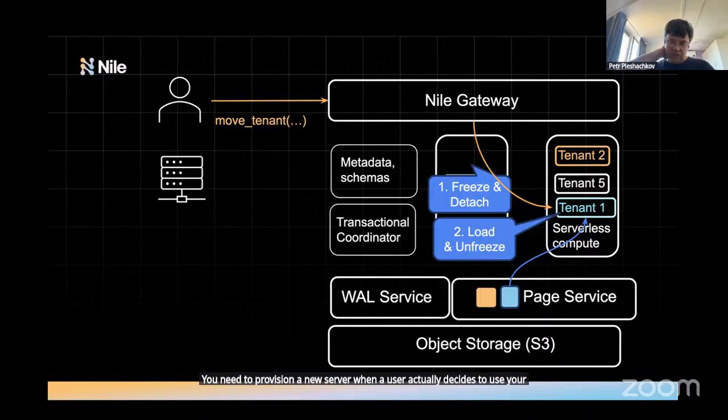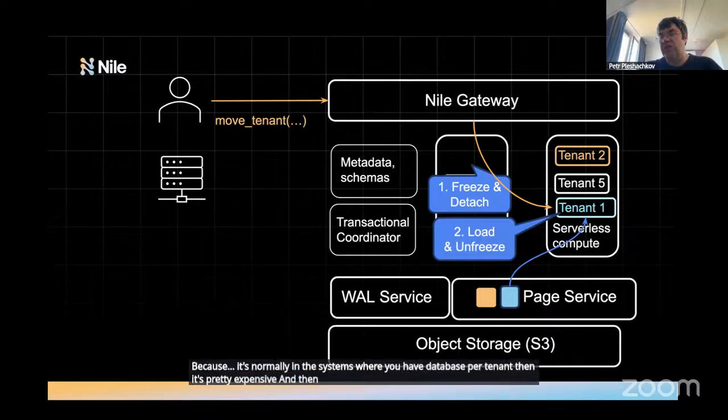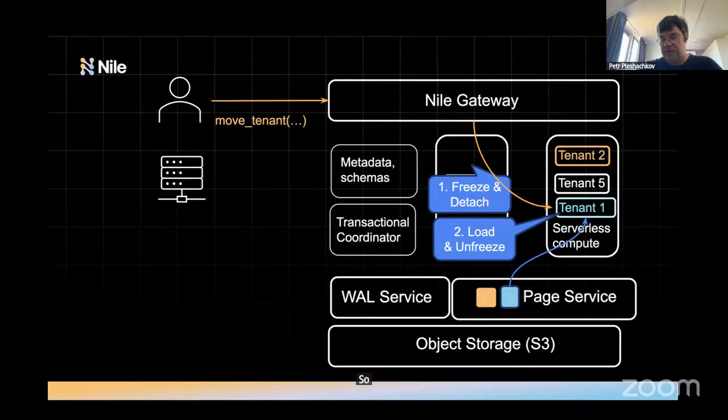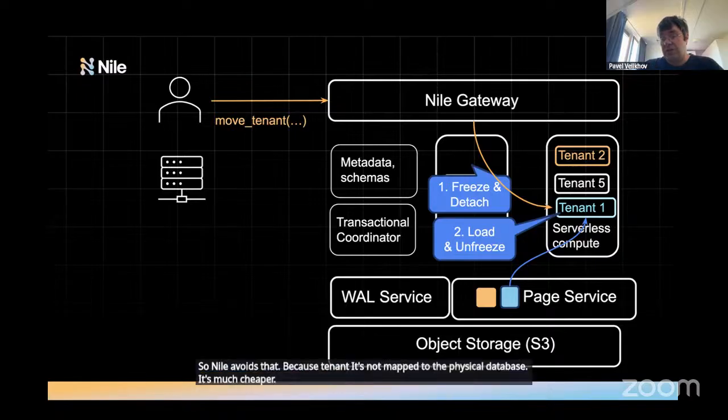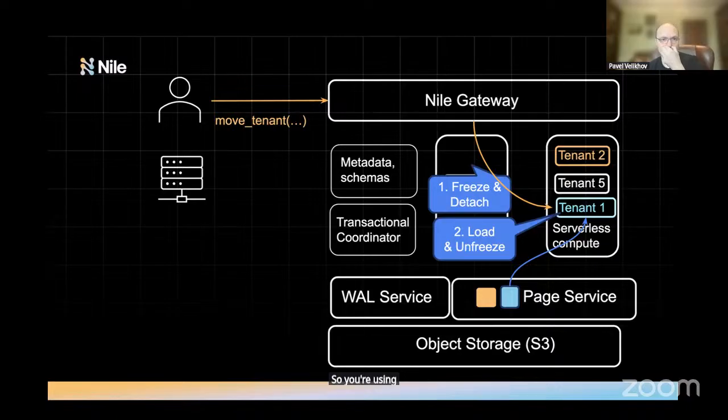We don't shut down any serverless computes because it's cheap in our case. Normally in systems where you have a database per tenant, it's pretty expensive, and then you shut down your pod or your database, and then you have a problem of cold restarts, and so high latency for the first query. So Nile avoids that because a tenant is not mapped to a physical database. It's much cheaper. So you're using Kubernetes to get this, right?